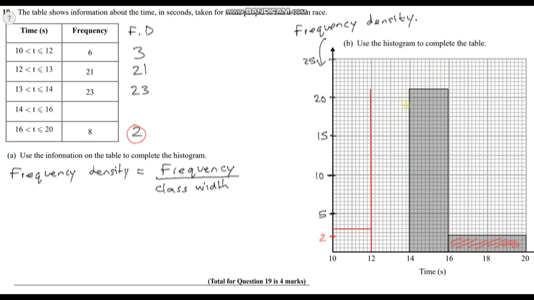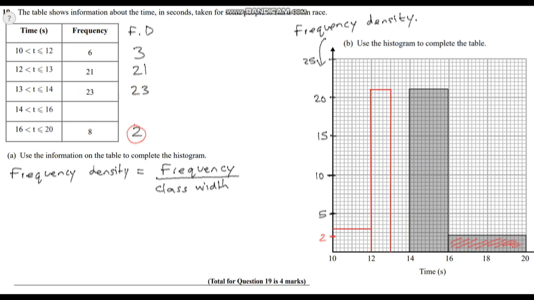So now let's go along. Be really careful. I'm not going to go all the way along to the end because it is only 12 to 13. So 12 to 13 is here. Now let's come back down to the bottom. Okay. Now let's look at the next one.